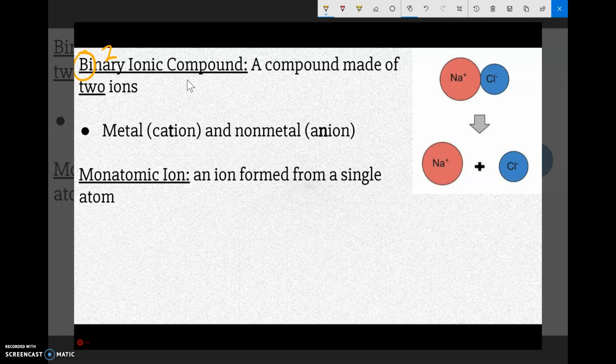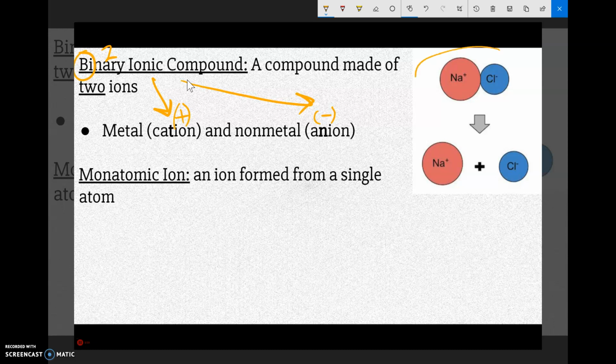An ionic compound is made from a metal, which is a cation. Remember, that's the positive charge. And a nonmetal, which has a negative charge. And this is what makes up an ionic compound, a metal with a nonmetal, and the metals are always written first.